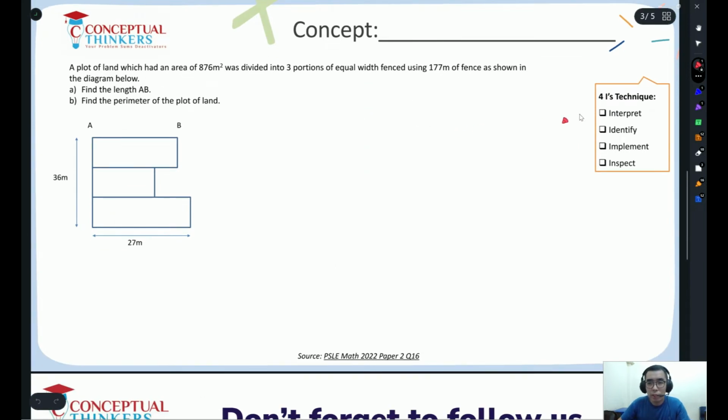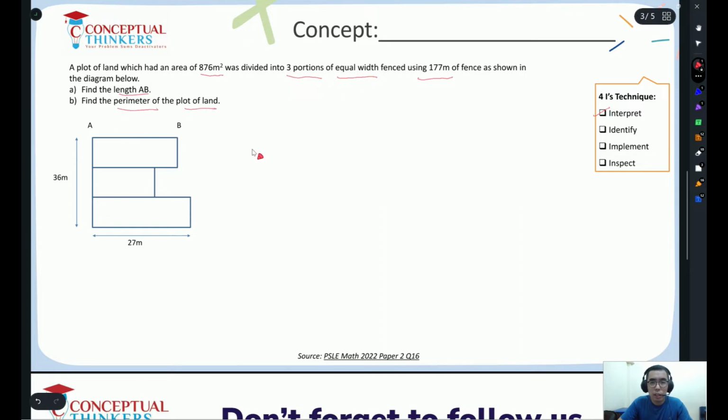Let's first interpret the question. A plot of land which had an area of 876 meters square was divided into 3 portions of equal width using 177 meters of fence, as shown in the diagram below. First we need to find the length of AB, and next we need to find the perimeter of the plot of land.